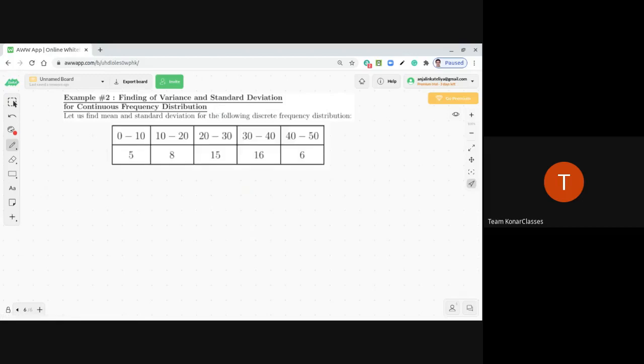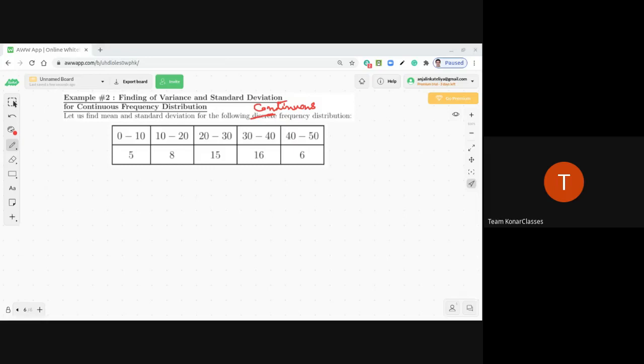So let us find the mean and standard deviation for the following continuous frequency distribution. It's not discrete, it is a typo here. So for that, we need to compute the table, and we need to construct the table.